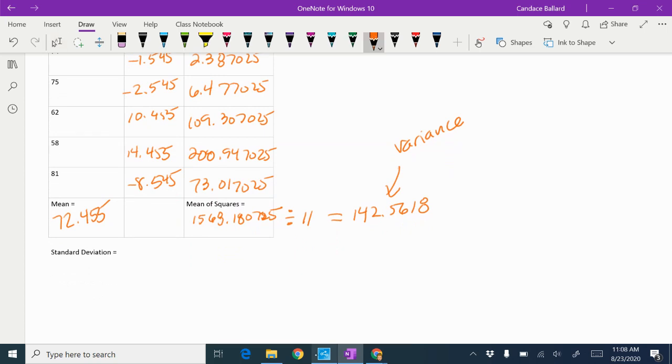Then I'm going to take the square root of it, and I forgot to show you the symbol for it. There is a symbol for standard deviation. It's actually a baby sigma, so that's the symbol for standard deviation. I take the square root of this number, 142.5618, and I end up with 11.93, and I got 99 on my calculator, so 11.9399 would be the standard deviation.